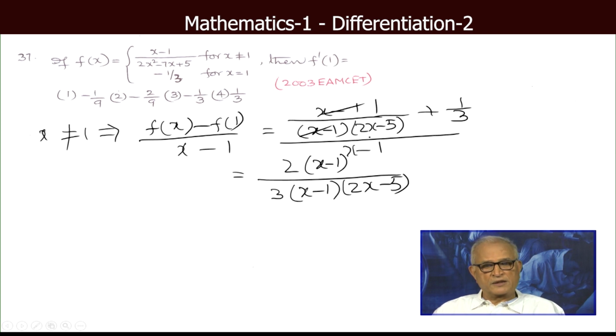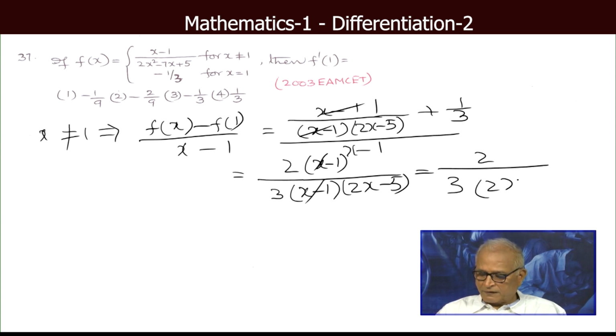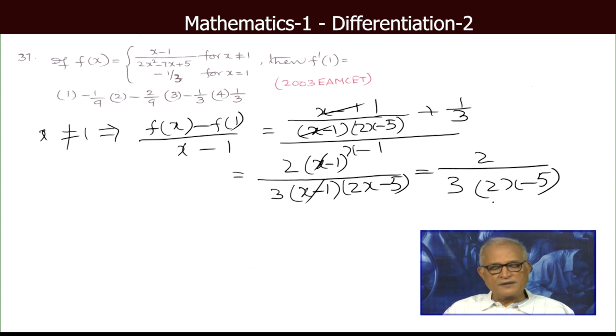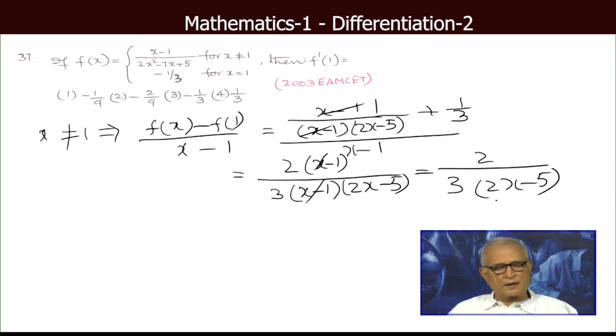3 plus 2x minus 5 is 2 into x minus 1. The denominator will be x minus 1 times 3 times 2x minus 5. Now, x minus 1 also can be cancelled. So, therefore, this is 2 by 3 times 2x minus 5. So, what is the limit of this as x tends to 1? It clearly exists. As x tends to 1, 2x minus 5 tends to 2 minus 5, minus 3. So, 2 by 3 times 2x minus 5 tends to minus 2 by 9.